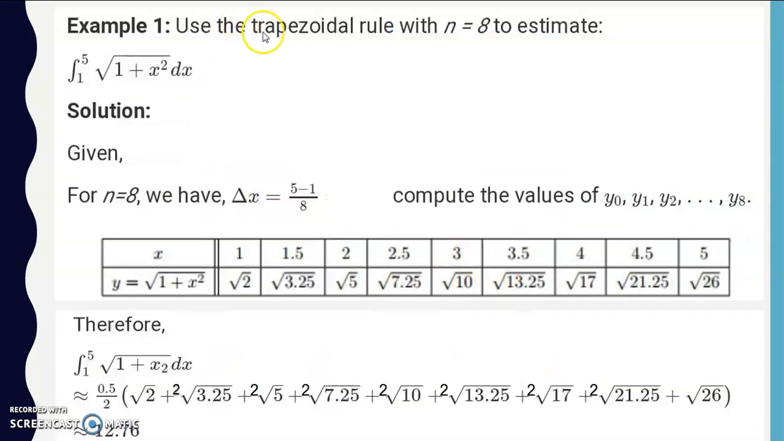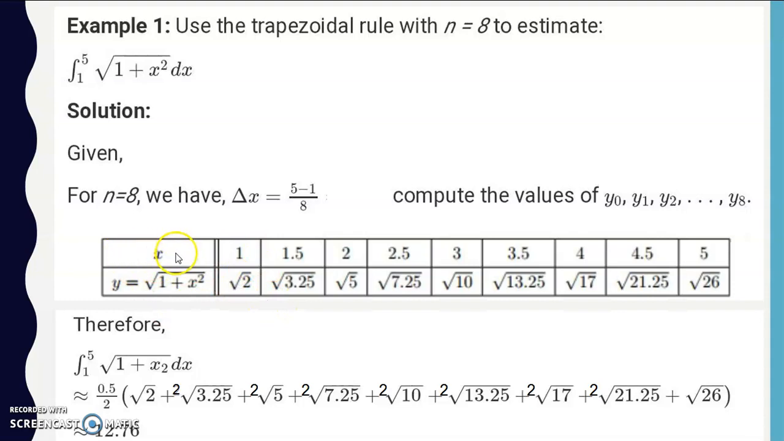So now let's see the example of trapezoidal rule. Example 1: use the trapezoidal rule with n equal to 8 to estimate the integral from 1 to 5 of root of 1 plus x square dx. Here n is given as 8. So first we have to find h, the common difference, which is also denoted by delta x, and that is equal to upper limit minus lower limit divided by n. So 5 minus 1 upon 8, which is 0.5.